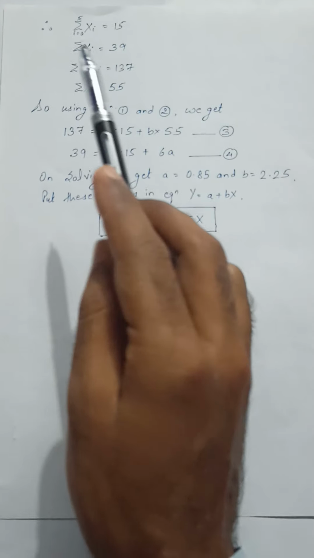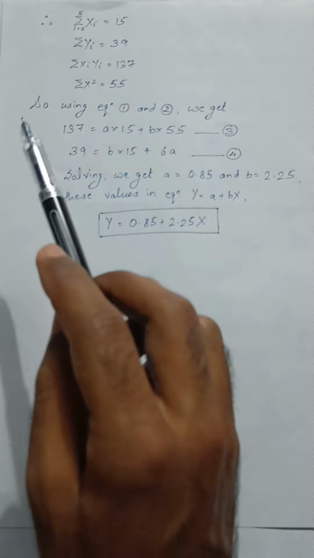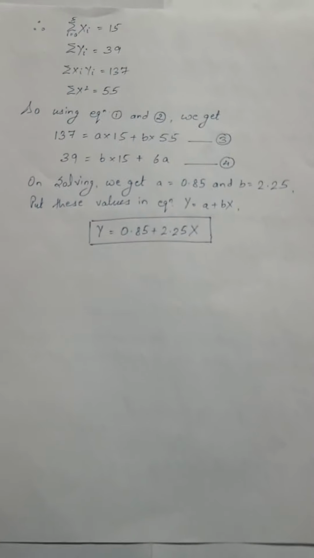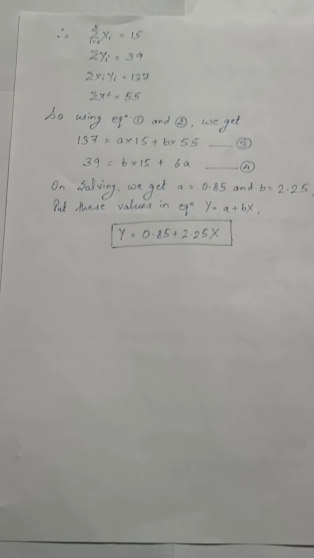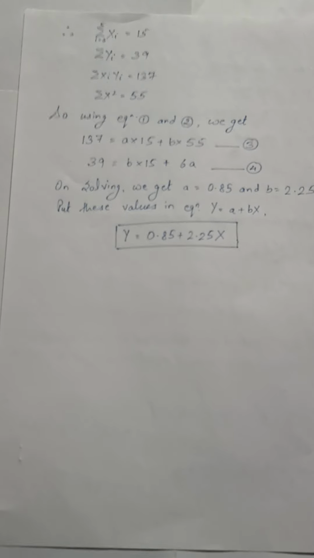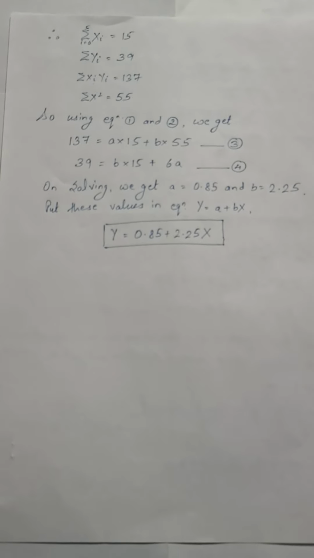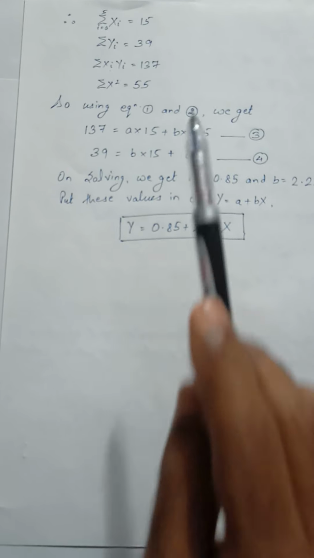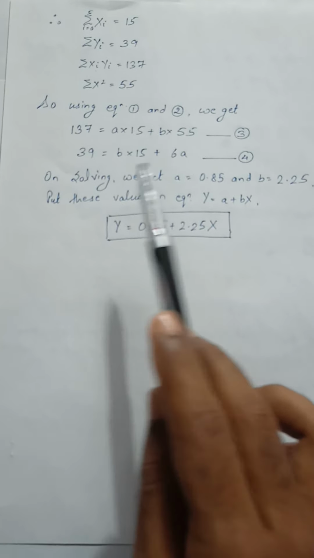So therefore, we can note down the values. Summation of xi is equal to 15, summation of yi is equal to 39, summation of xi yi is equal to 137, and summation of x square is equal to 55. So using equation number 1 and 2, we substitute these values. The equations will become 137 equals 15a plus 55b and 39 equals 15b plus 6a.